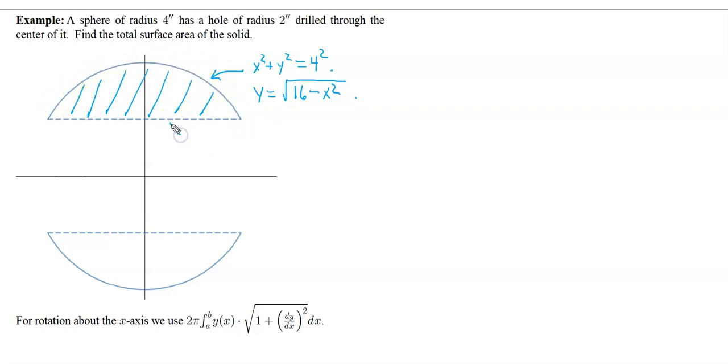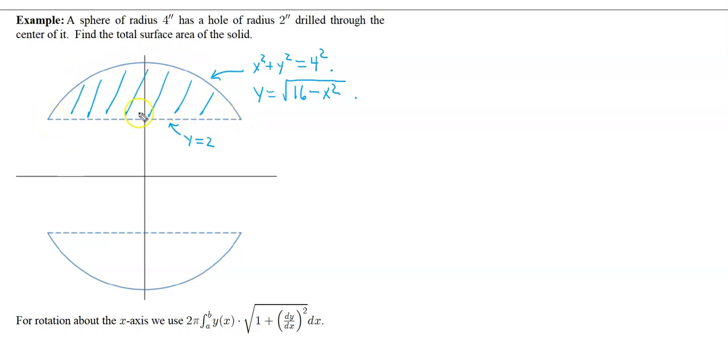Now this piece right here is going to be the line y equals 2. So that'll form our hole of radius 2 being drilled through the center of it. So now we have two pieces to find the surface area of. We have this curve and this curve.